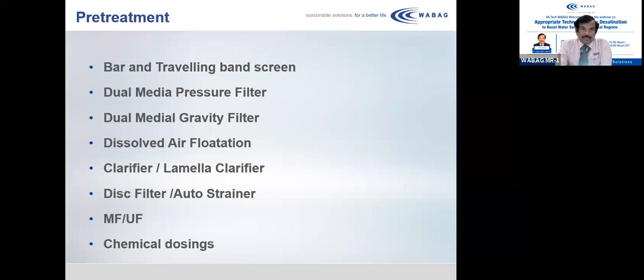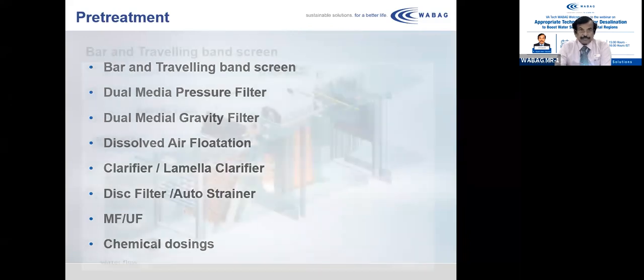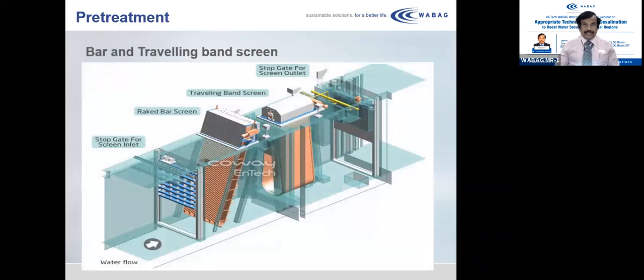Now let us go into the pre-treatment system, and there are many components associated with this: bar screen and traveling band screen, dual media filters, or dual media gravity filters, dissolved air flotation system, clarifier or lamella clarifier, disc filters and auto strainers, MF or UF, that is ultrafiltration or microfiltration, and the chemical dosing systems associated with this. So you may use either one or a combination in order to achieve the required quality of water at the RO inlet. Bar screens and traveling band screen.